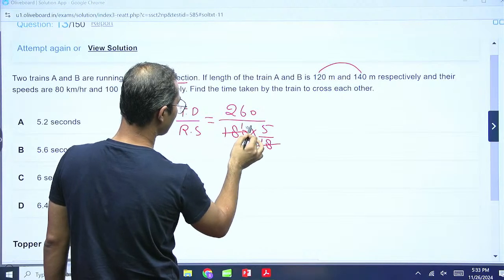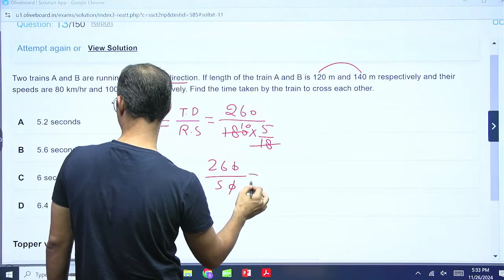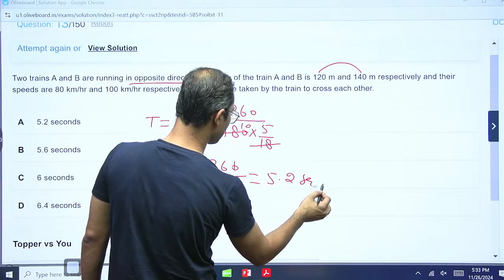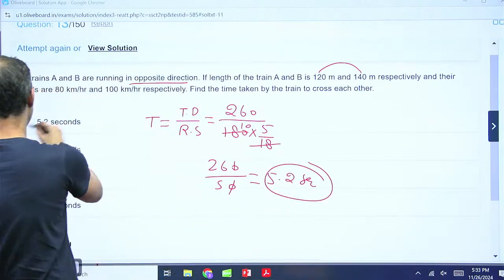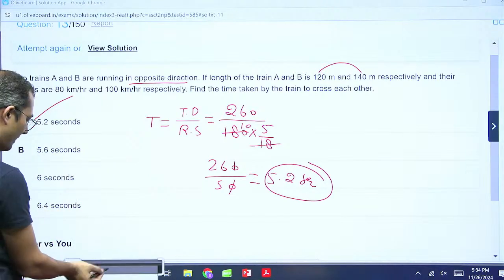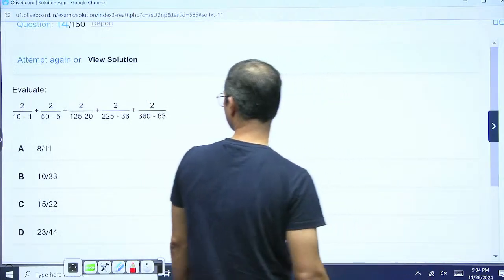So we can say that 260 divided by 50, right. So we can say that 5 5s are 25, 5.2 second is the right answer. Okay, 5.2 second is the right answer. A part is the right answer. Yes, A part is the right answer. So moving to next question.